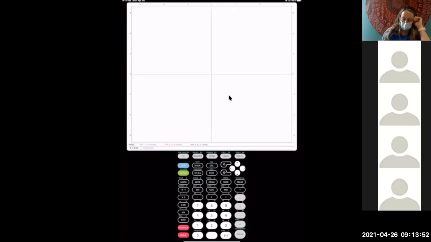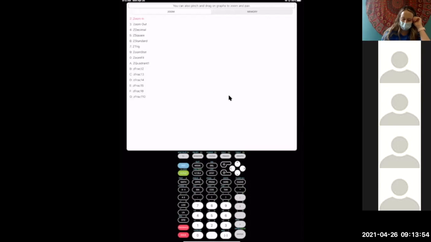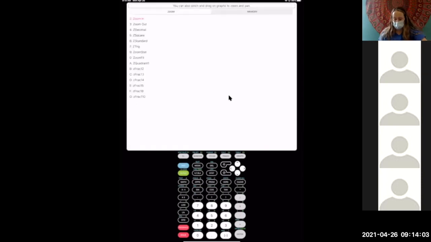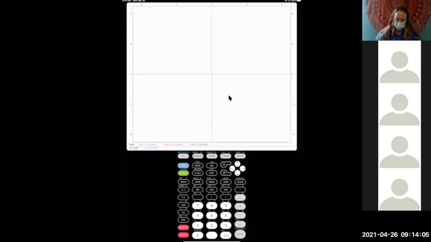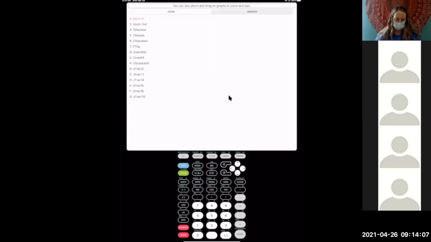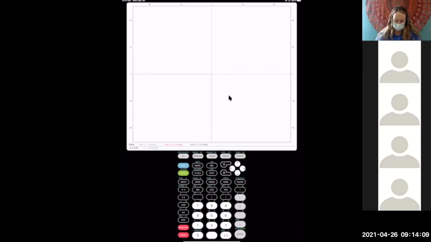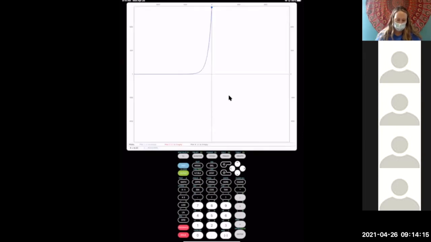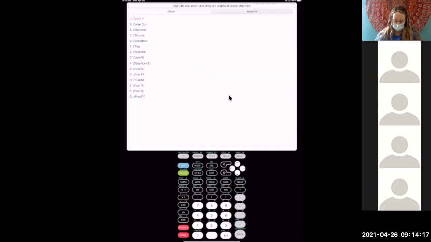Okay, I can't see anything, so I'm going to zoom out a bunch of times. If you zoom out, zoom out, zoom out. Okay, it's not letting me. Zoom 3, zoom 3, zoom 3. I'm zooming out. There it is. So if you do it a bunch of times, eventually you will see your graph.